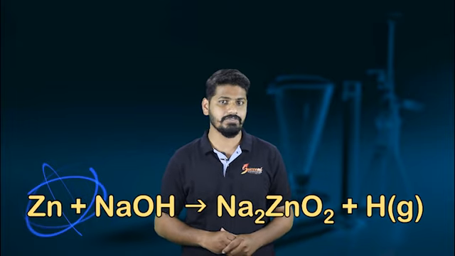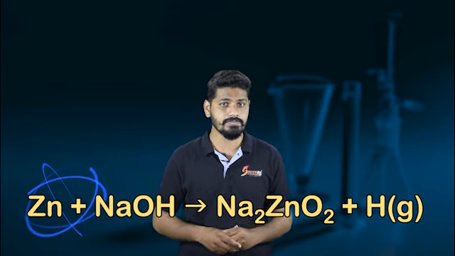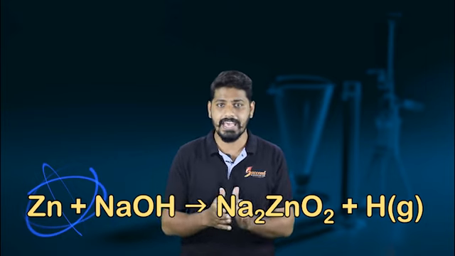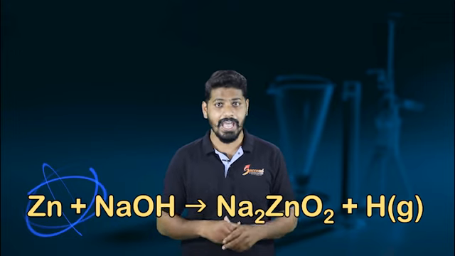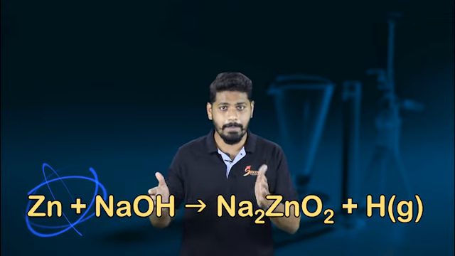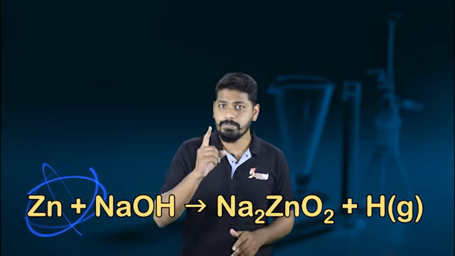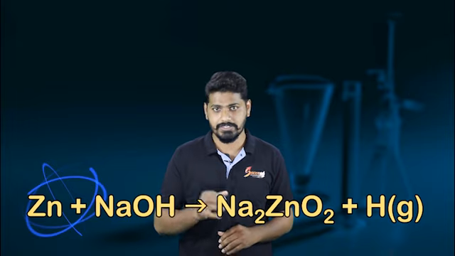In the same way, whenever a base reacts with a metal, it forms the respective salt along with the liberation of hydrogen gas. Let me give an example. When zinc reacts with sodium hydroxide, it forms sodium zincate along with the liberation of hydrogen gas. In both cases, I mean when an acid reacts with a metal as well as when a base reacts with a metal, the common product we get is hydrogen gas, right?